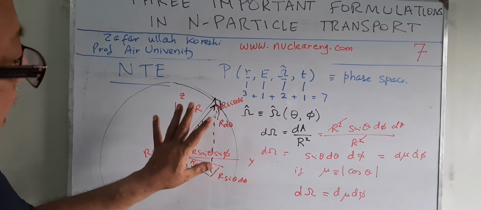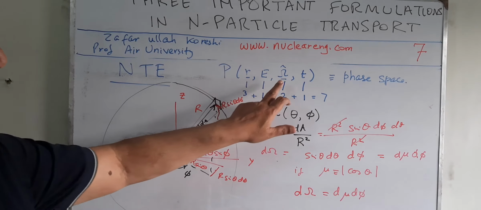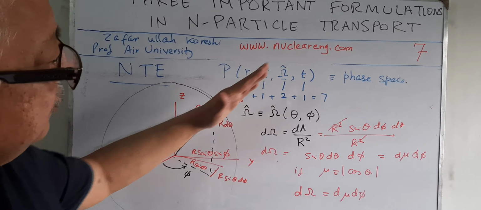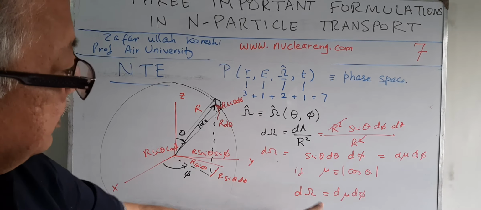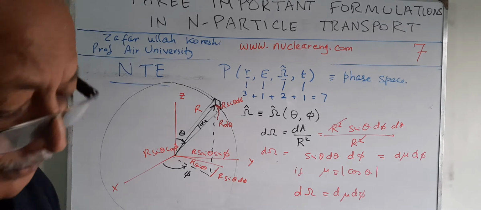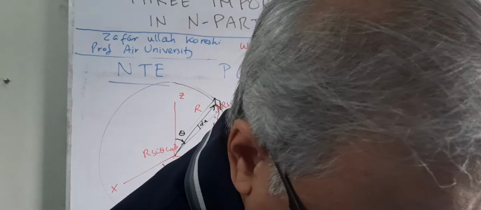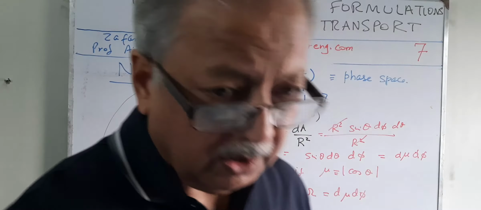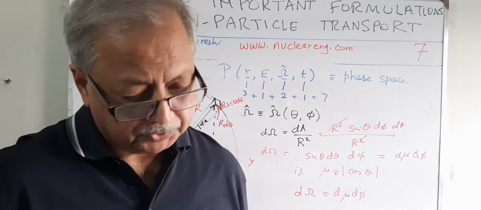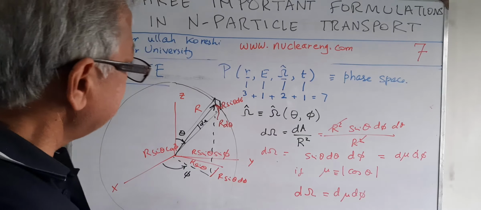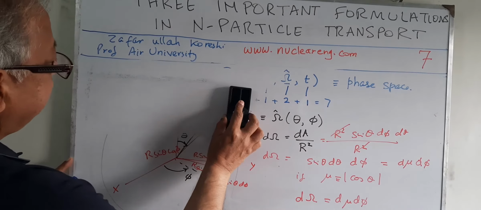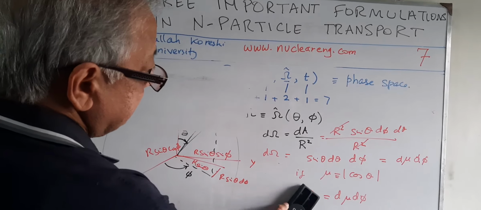And so I'm going to write the transport equation for a neutron which is moving in this solid angle. Okay, now let's see how we are doing with time. Let me just continue because it will break the momentum if I stop over here.